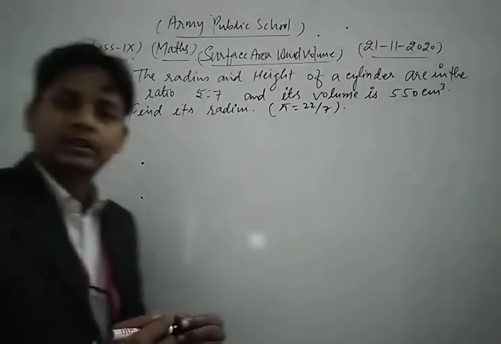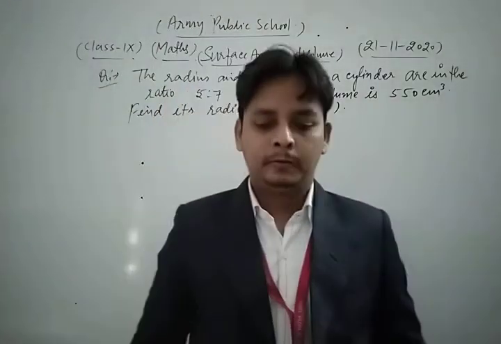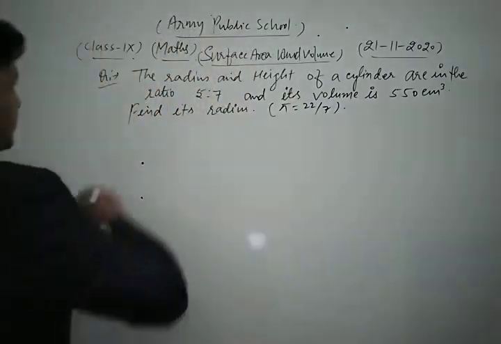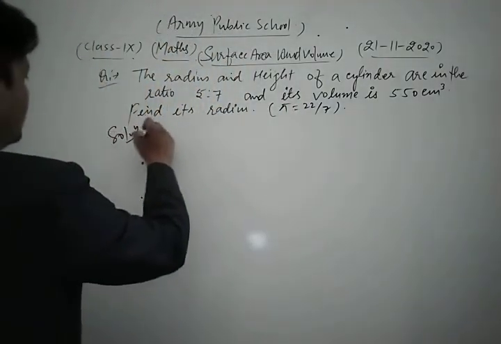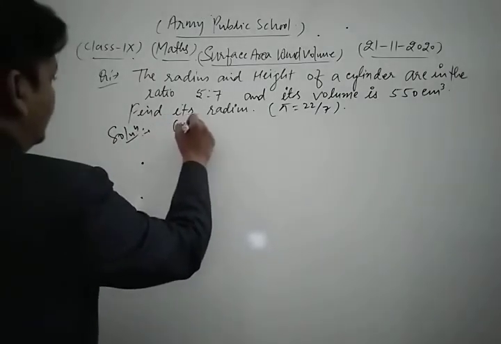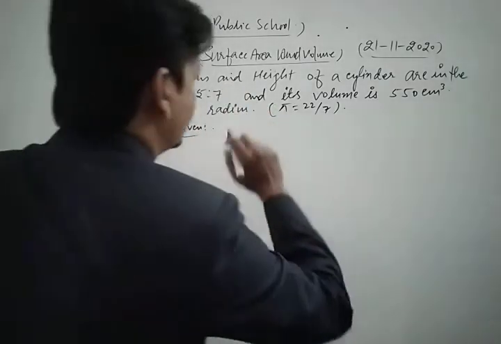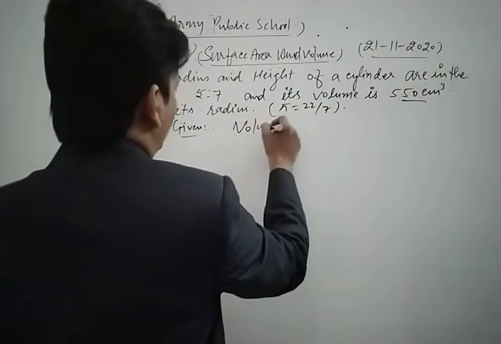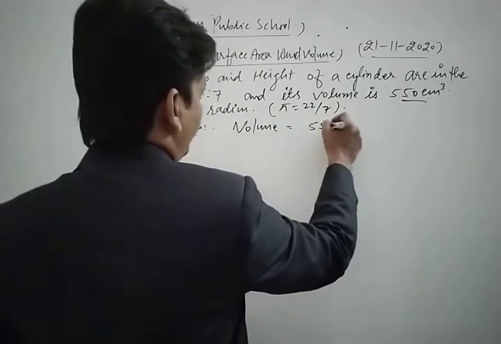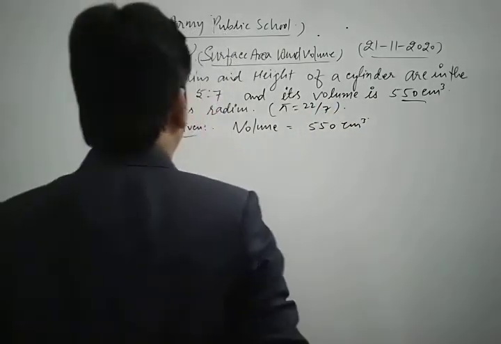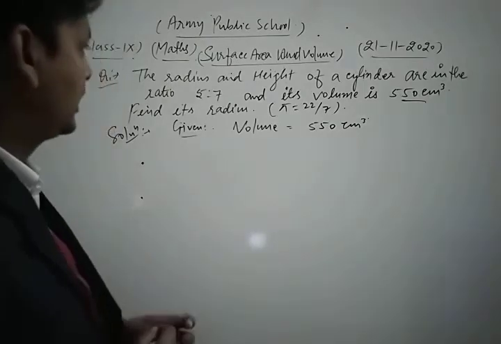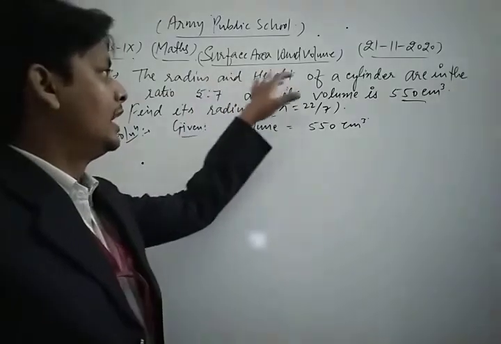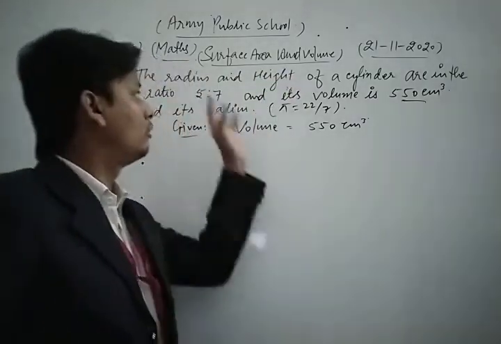This is also a very important question of your NCERT exercise. So let's see its solution. First of all, what is the given value? In that question, the volume of the cylinder is given, 550 centimeter cube, and the ratio of the radius and height of the cylinder is given as 5:7.